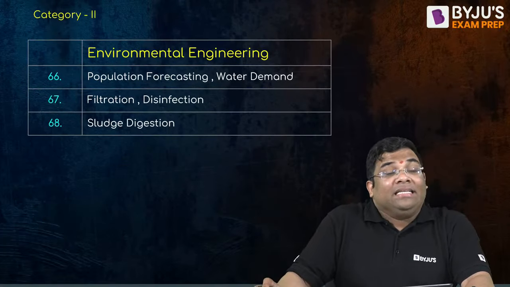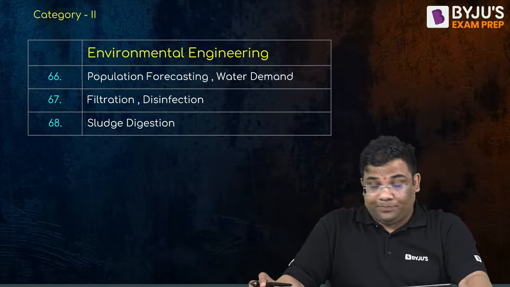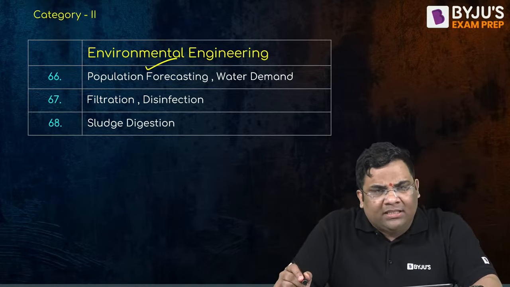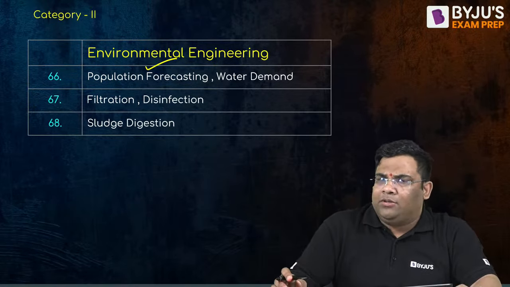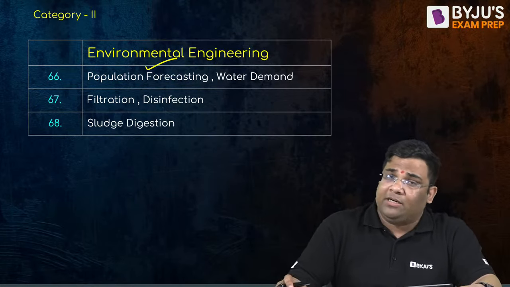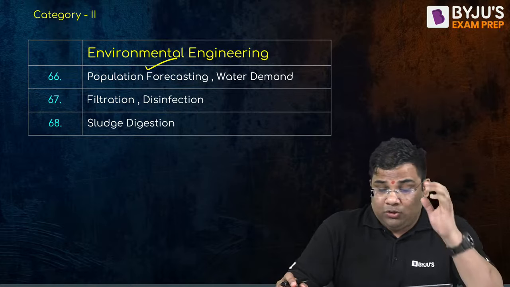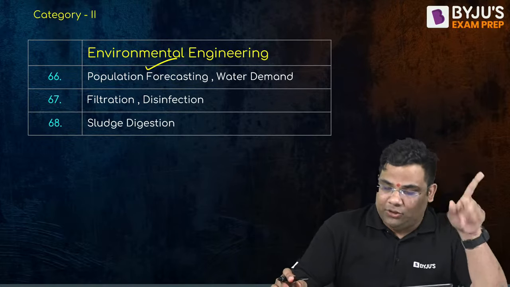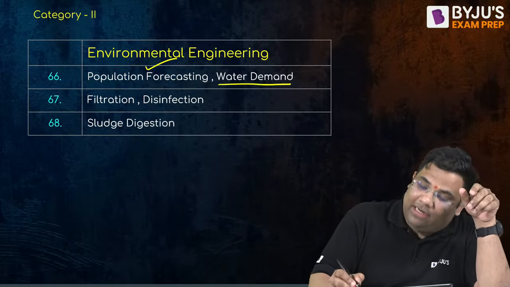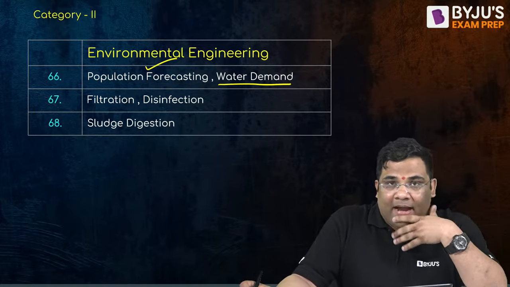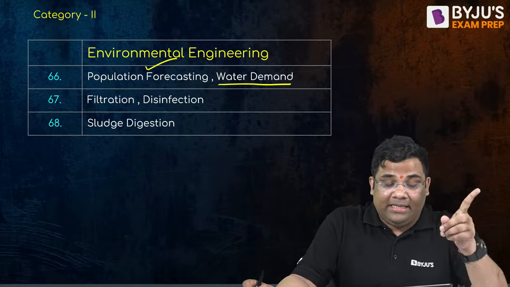Let us go to environmental engineering. In environmental engineering, population forecasting. There are various methods of population forecasting, yes or no? Arithmetic method, geometric mean method, right? Logistic curve method, yes? Incremental increase method, yes? So all these are important in category 2. And the water demand, and the different factors, right? They're important in category 2.